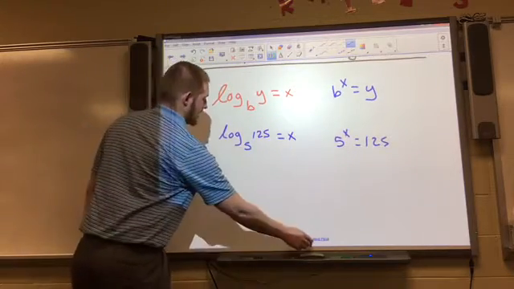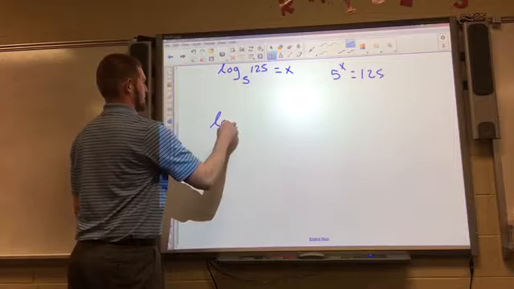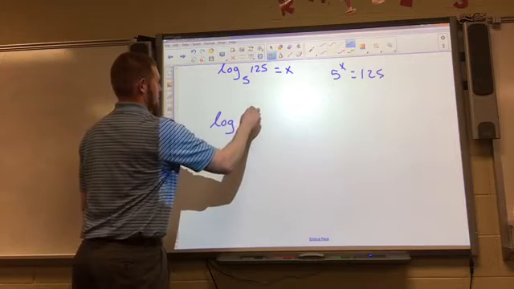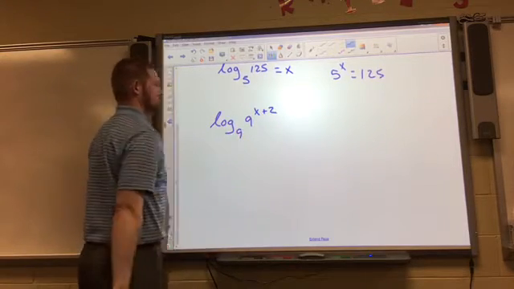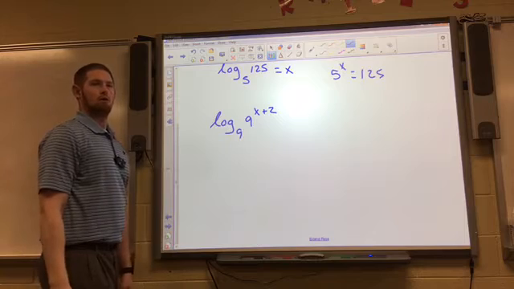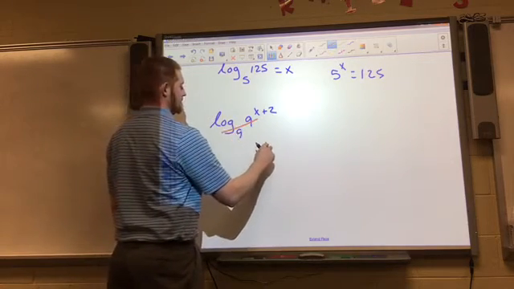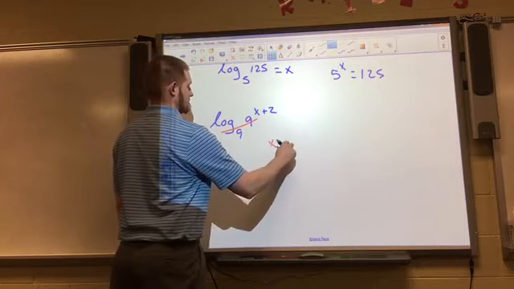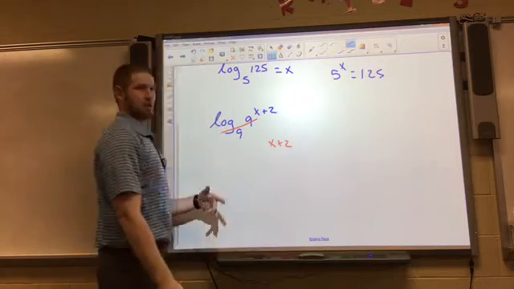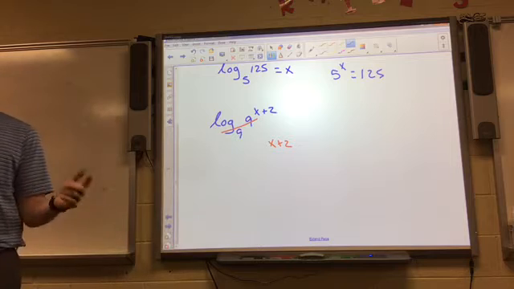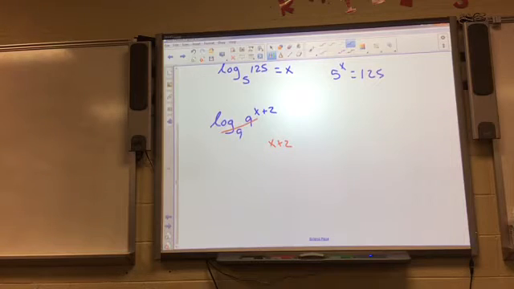Also, what happens if I have this scenario? Essentially, they cancel out, and I'm left with x plus 2. Okay, so just keep those things in mind. You're still using those, you still might have to use those. So just be aware of all that.